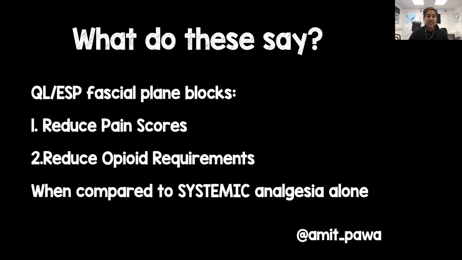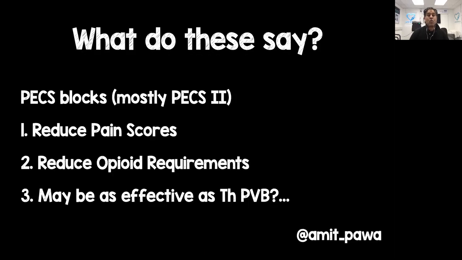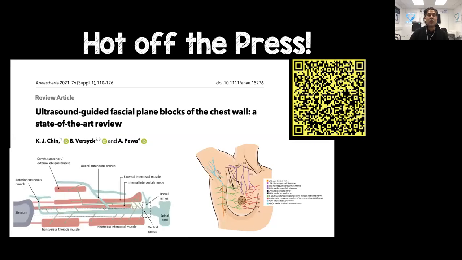They say that these techniques reduce pain scores and they reduce opioid requirements, but generally speaking, when compared to a control or compared to systemic analgesia. Now more and more comparative studies of these active comparators are coming out, so watch this space. What about meta-analysis? There's a whole host of meta-analyses of PECS blocks, and there's more that have come out since. And what do they say? They say that PECS blocks reduce pain scores, they reduce opioid requirements, and they may even be as effective as thoracic paravertebral block.